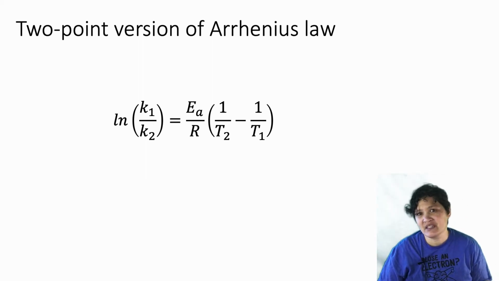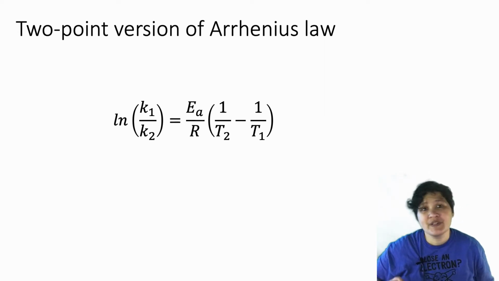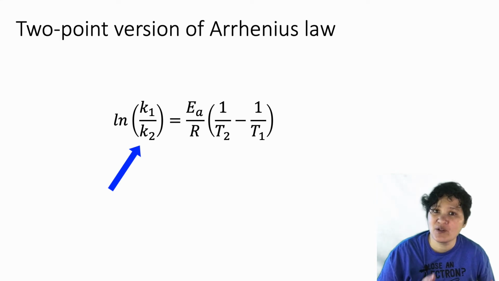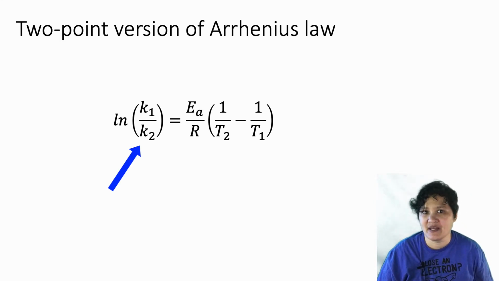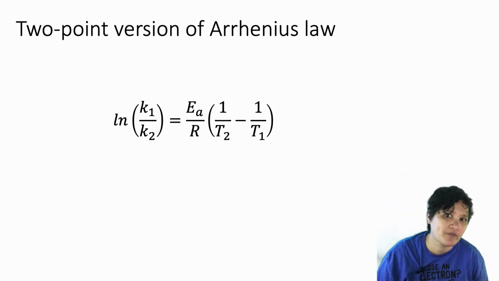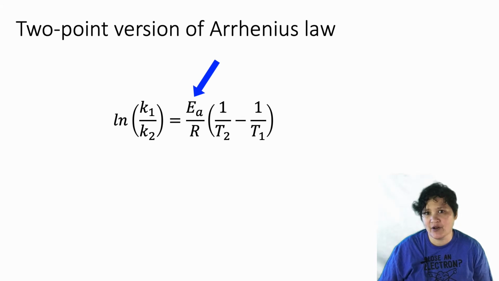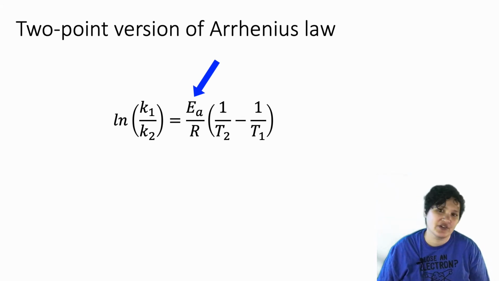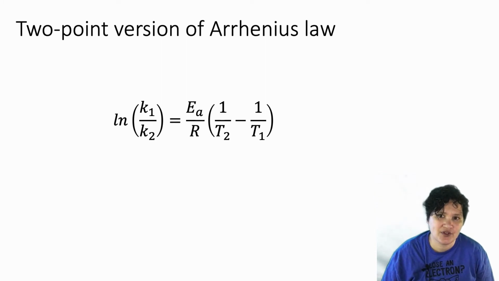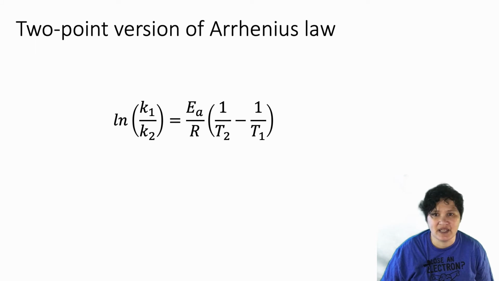Anyway, as you can see, this is pretty similar to the 2-point form of the Clausius-Clapeyron equation, with a couple of important differences. On the left side, we have the natural log of a ratio, only this time it's the ratio of two rate constants rather than the ratio of two pressures. On the right side, instead of the heat of vaporization divided by R, we now have the activation energy divided by R. And then we have the difference between the inverses of our temperatures. So again, slightly different, but basically the same format.